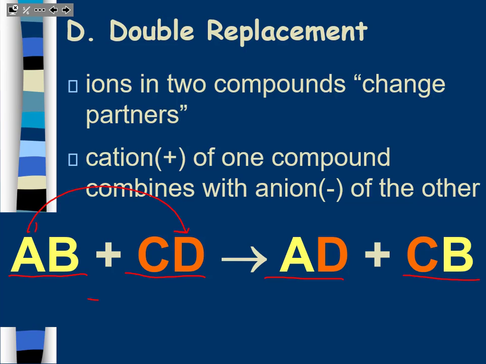The positive cation will pair with a negative anion from the other one. Then your positive ion will connect with your negative ion over here. So you end up with AD, and CB. So in this, it doesn't matter what elements we're talking about.